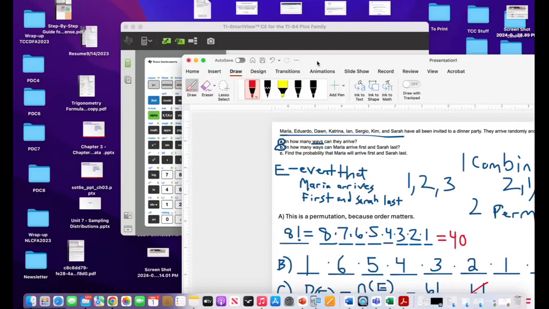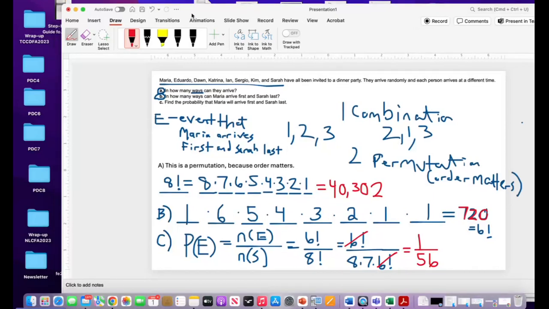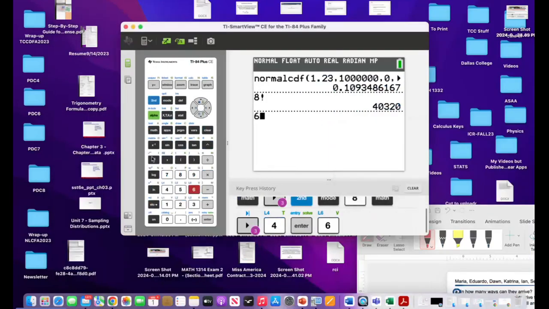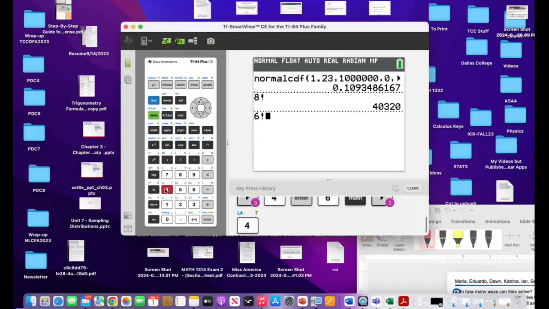40,320. That's all the different ways that they can arrive at the restaurant. That's so mind-blowing, isn't it? It's mind-blowing. And then for part B, that one we just did in our head. We don't need the calculator, but if you wanted to check it, you can, just for practice. Okay, so you do 6 and then you go to math, probability, and number 4.